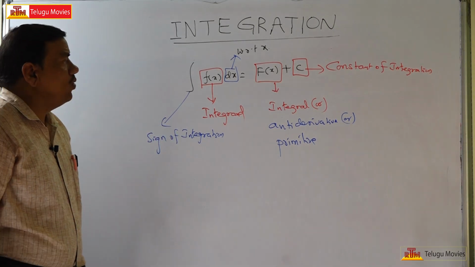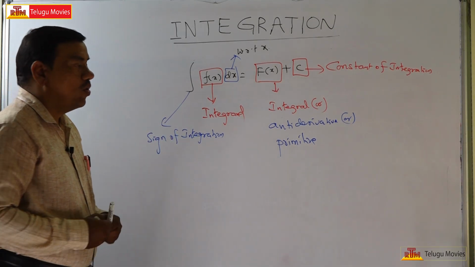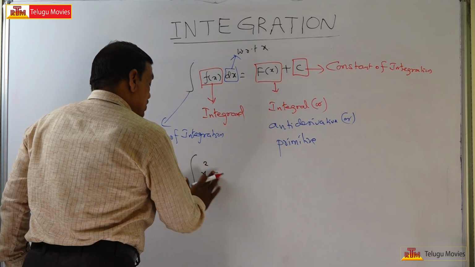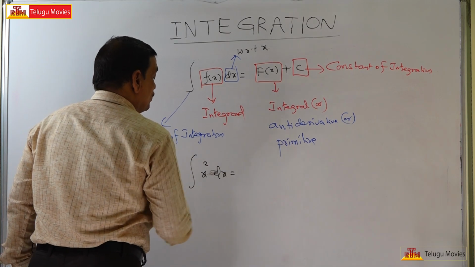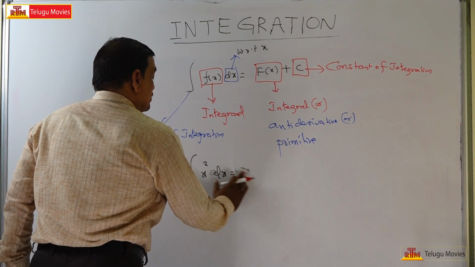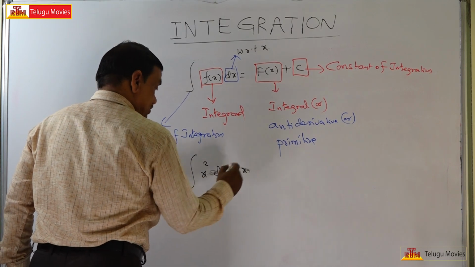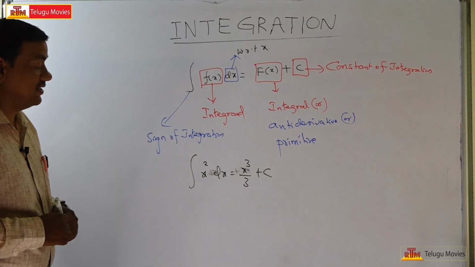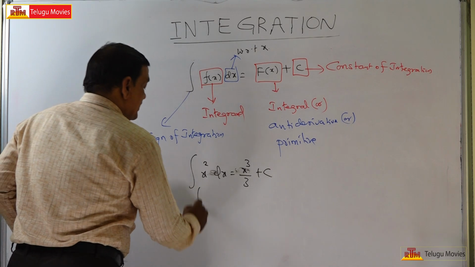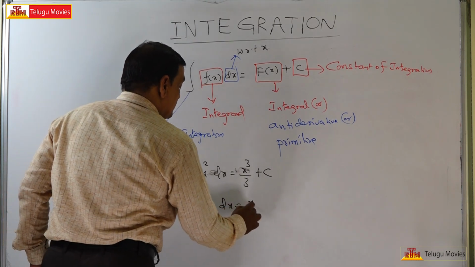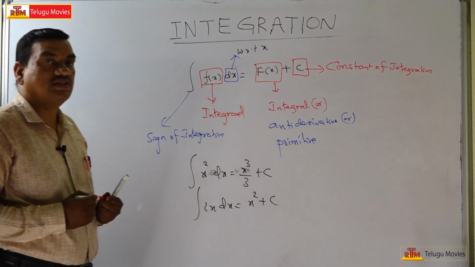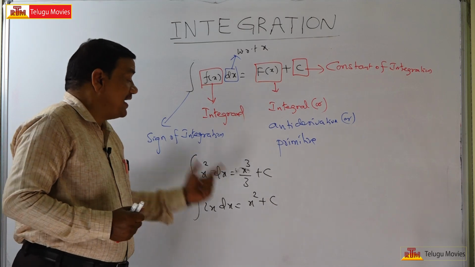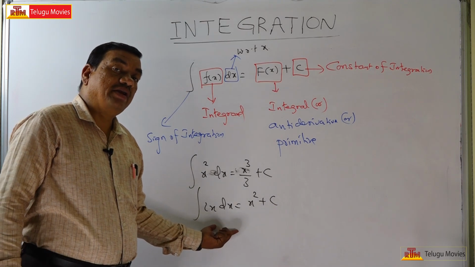Now I am going to explain the meaning of this. The integral of x square dx is equal to x cube by 3 plus c. If it is 2x, the integral of 2x dx is x square plus c. What is the meaning of this? What is the geometrical meaning behind this?